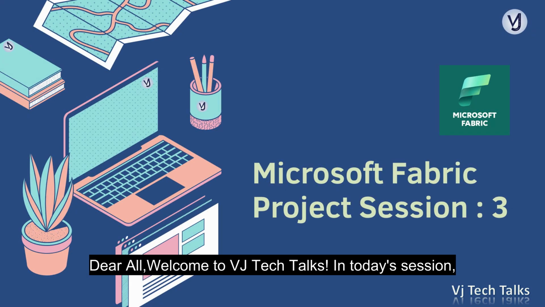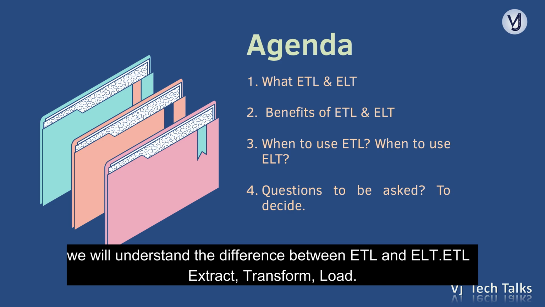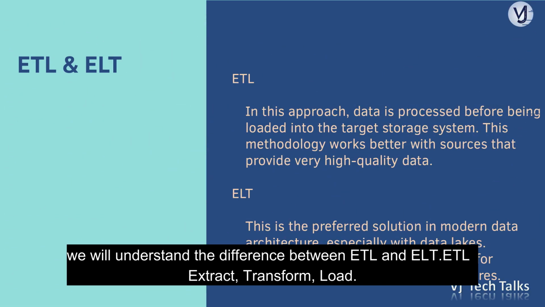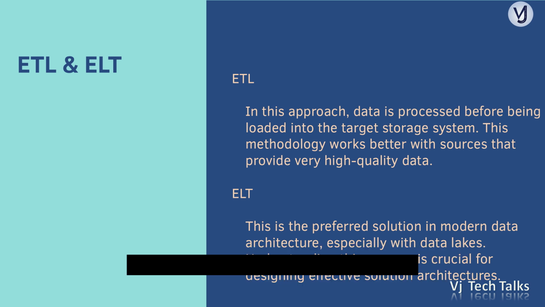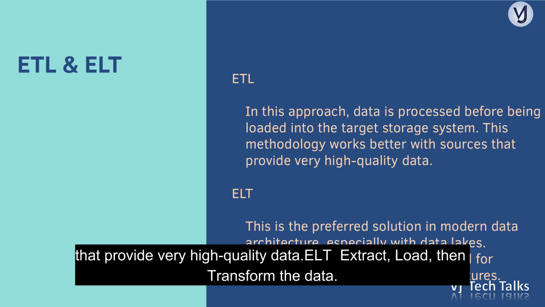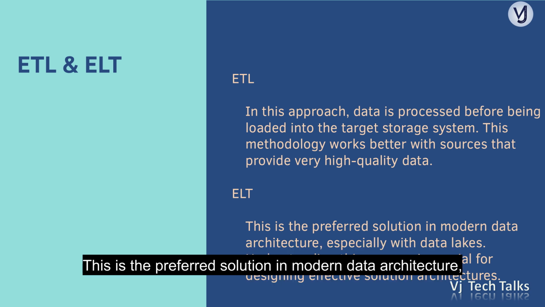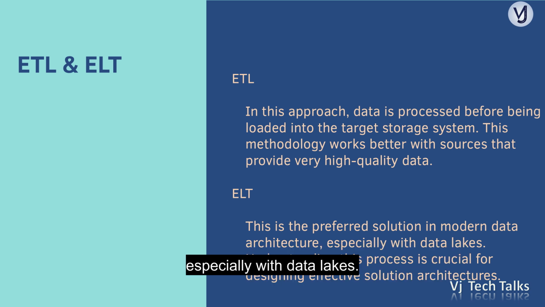In today's session, we will understand the difference between ETL and ELT. ETL: extract, transform, load. In this approach, data is processed before being loaded into the target storage system. This methodology works better with sources that provide very high quality data. ELT: extract, load, then transform the data. This is the preferred solution in modern data architecture, especially with data lakes.